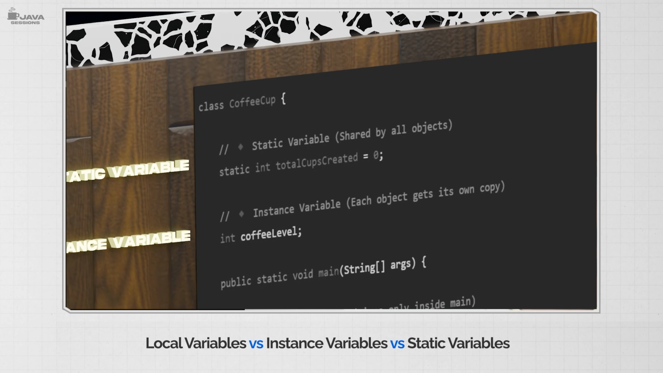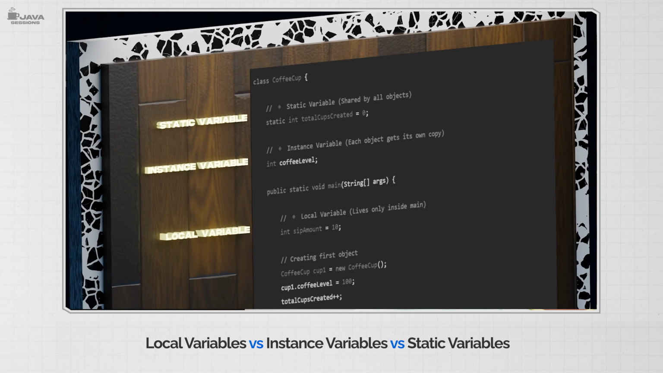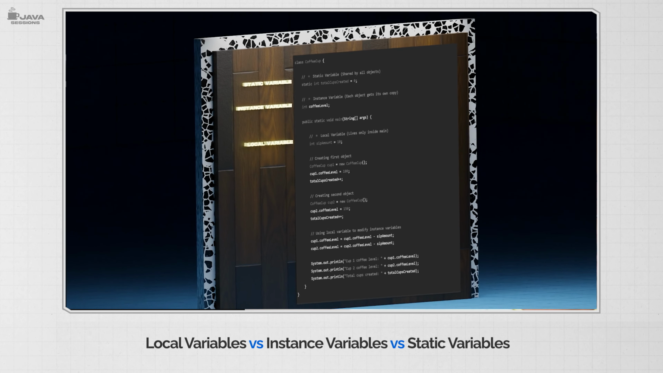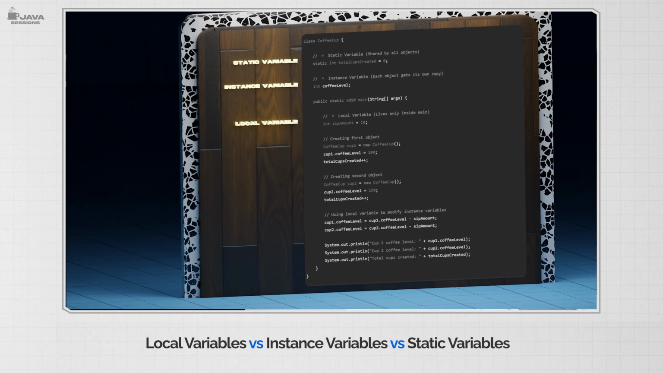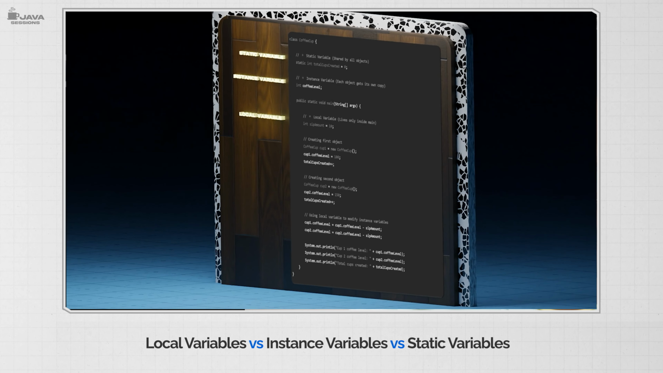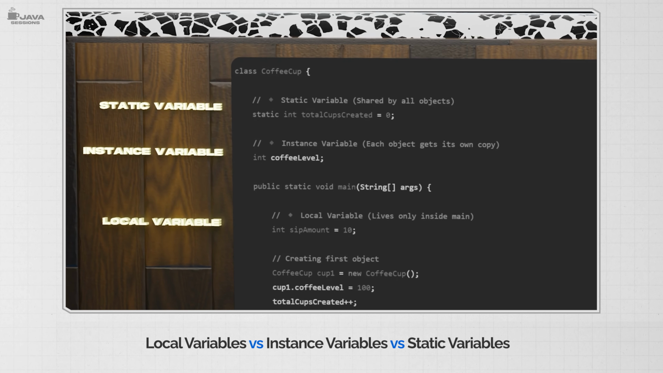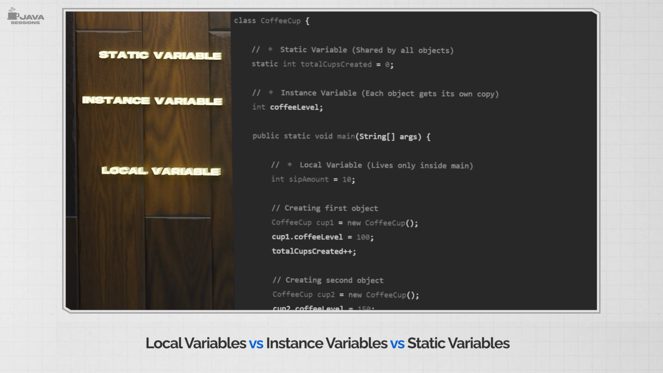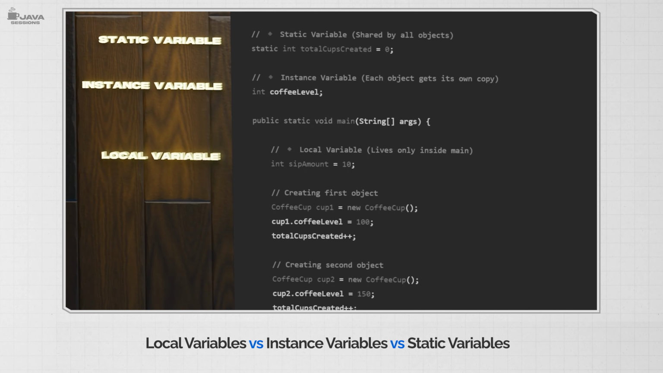Let's quickly recap. Local variables are temporary, short-lived, and they exist only for a particular method or a block of code. Then comes the instance variable. These belong to the object and they store the object's individual state. Then comes the static variable. These variables belong to the class itself and they are shared across all of the objects created for that particular class.